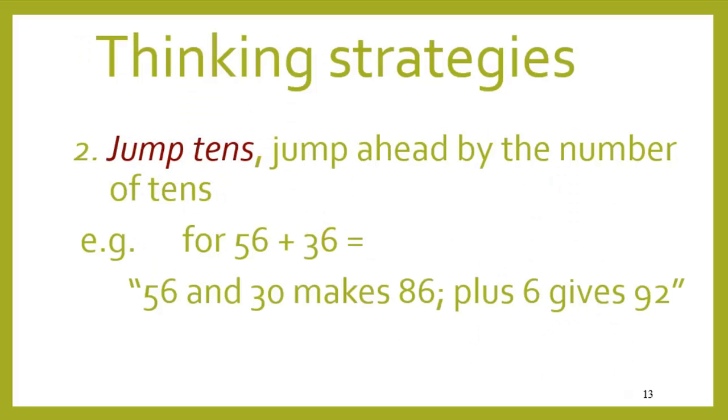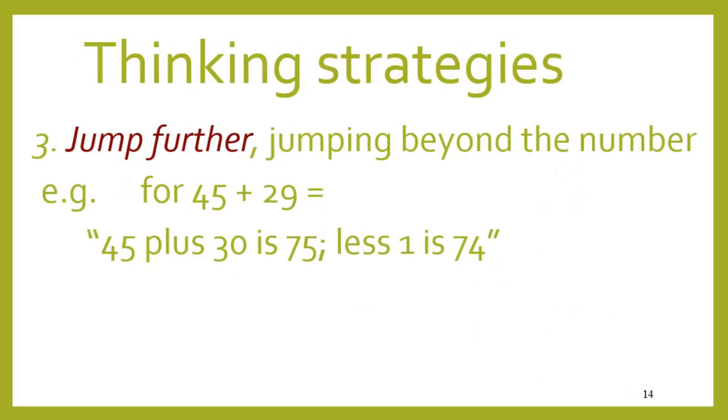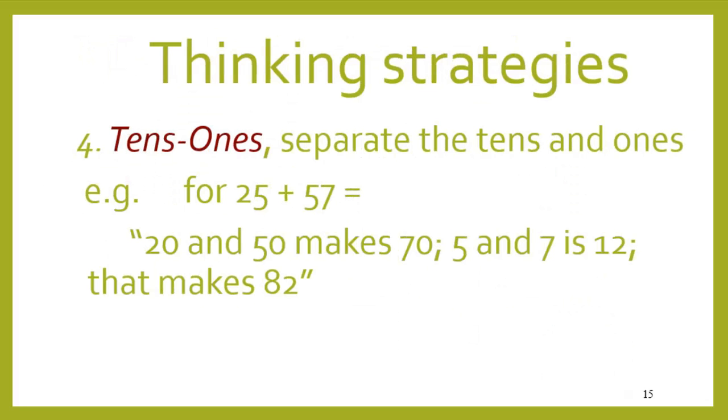Jump further. Think about 45 plus 29. 29 is almost 30. So let's jump ahead 30 from 45 to 75. We've gone one too far. 30 was one more than 29. So take one away from 75 and the answer is 74. A common one, of course, is to add the tens and add the ones separately. 25 plus 57, well, 20 and 50 make 70. 5 and 7 make 12. So altogether you've got 70 and 12. The answer is 82.